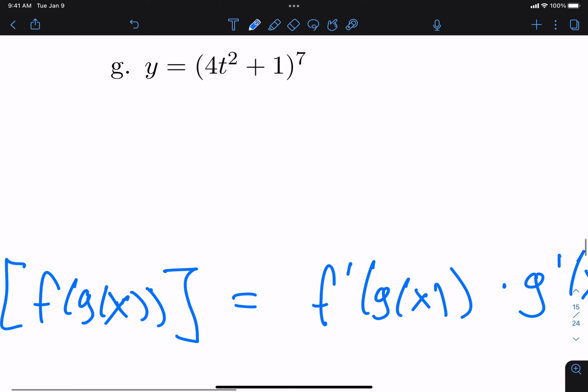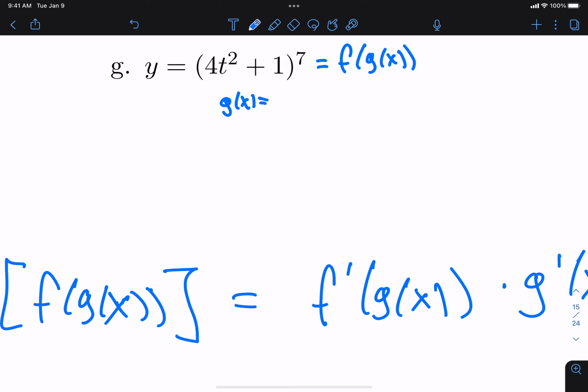The first thing we need to do is write this as a composition f of g of x. So we need to identify what is the inside function and what is the outside function. The inside function in this case is just what's between the parentheses. So g of t is going to be 4t squared plus 1. And then what should the outer function be? What's being done to this function? It's being raised to the 7th power. So the outer function is just t to the 7.